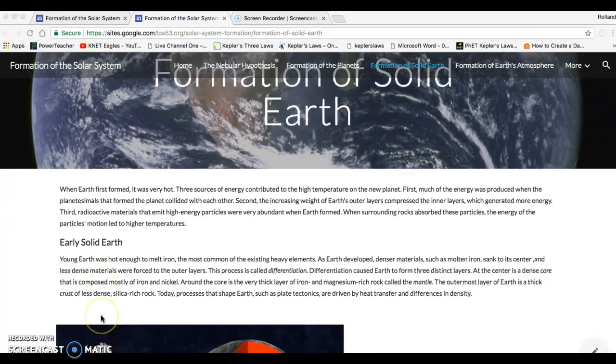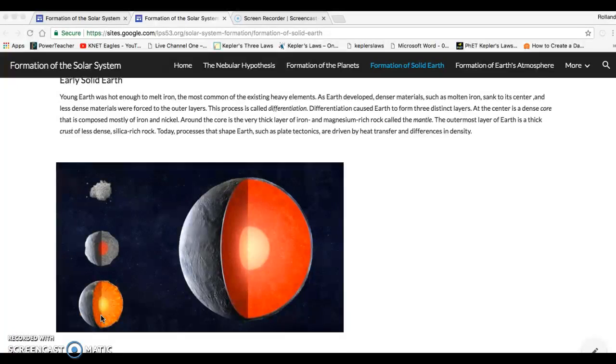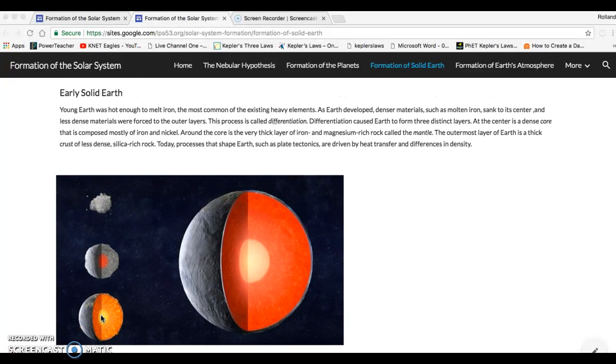Early solid Earth. Young Earth was hot enough to melt iron, the most common of the existing heavy elements. As Earth developed, denser materials, such as molten iron, sank to its center, and less dense materials were forced to the outer layers. This process is called differentiation. Differentiation caused Earth to form three distinct layers.